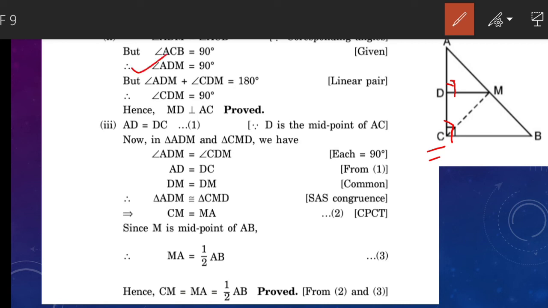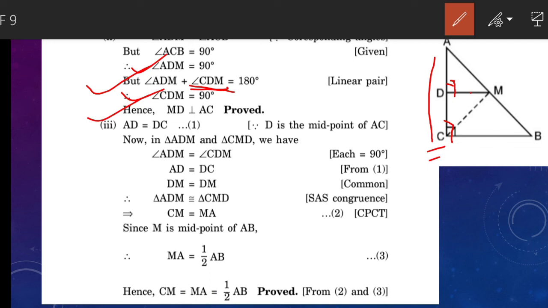Now angle ADM plus angle CDM is 180, since at D we have a linear pair, that is, at the point D the total angle will be 180. So ADM is already 90. So CDM will be 180 minus 90, that is equal to 90. So we can say that MD is perpendicular to AC. So it is also proved.